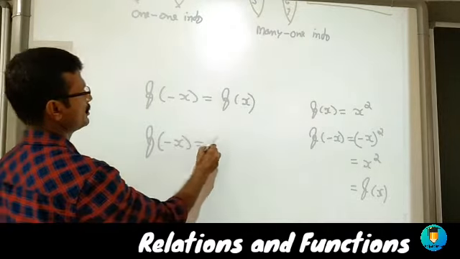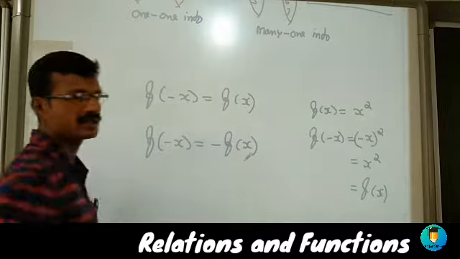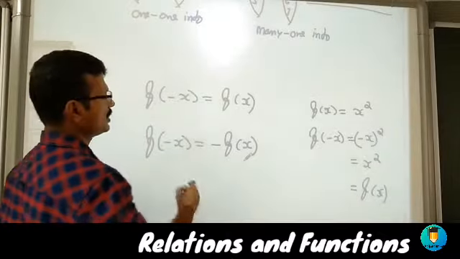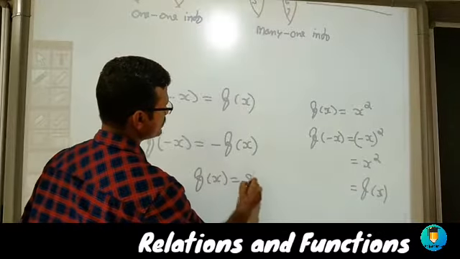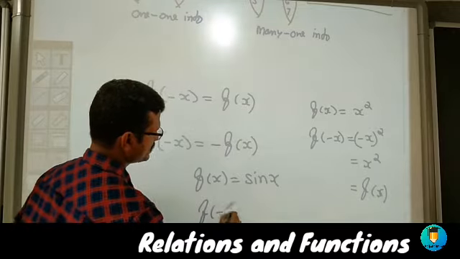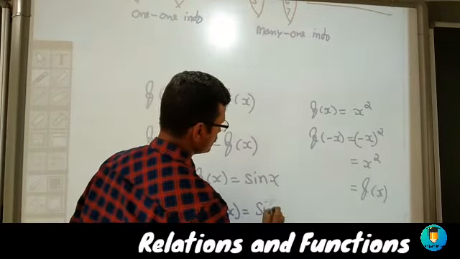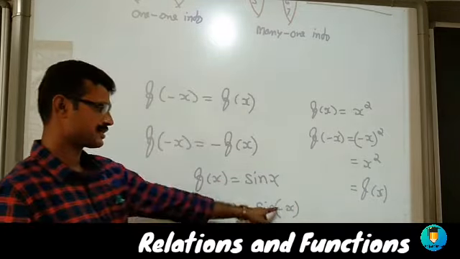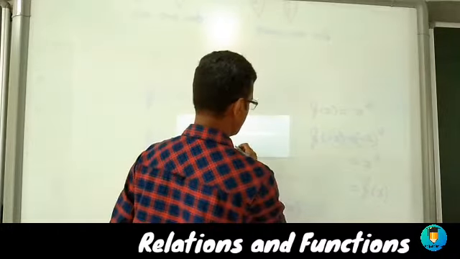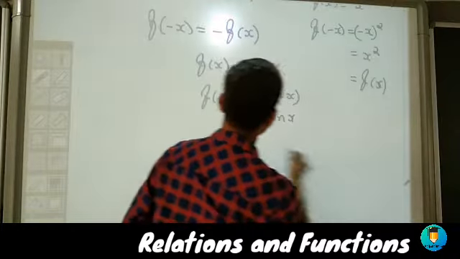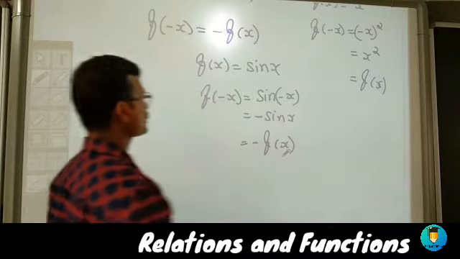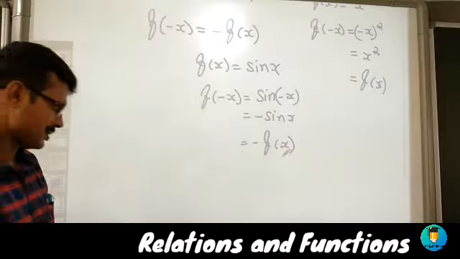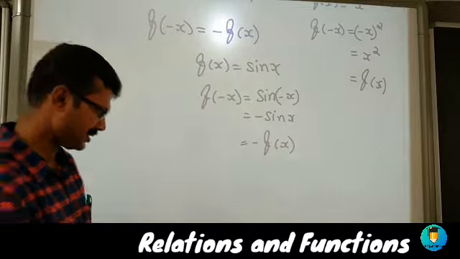F of minus x is equal to minus f of x, then we can say that f is an odd function. Here also you already know the examples. I am taking an example, f(x) is equal to sin x. Then f of minus x is sine of minus x, which we know is minus sin x, so naturally it is minus f of x, so it is an odd function. So f of minus x is equal to minus f of x, then f is an odd function. So this is about even and odd functions.